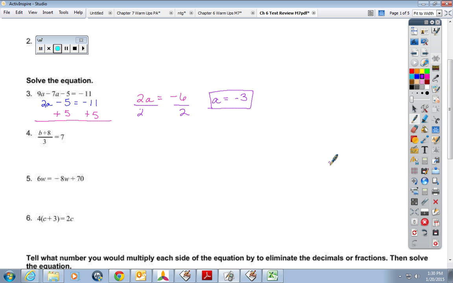Yes? If you do the difference, so you divided it. There's more than one way to solve it, but the only correct solution is negative 3. Yes?